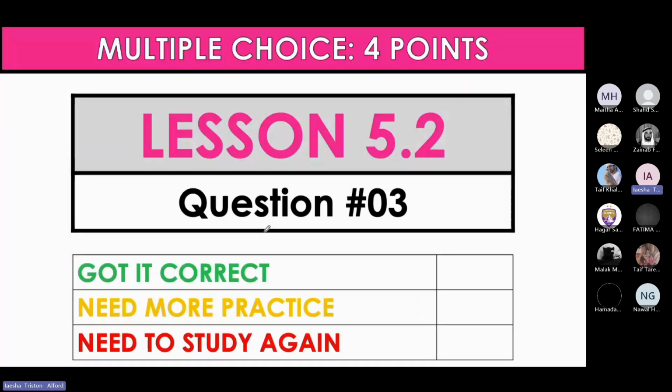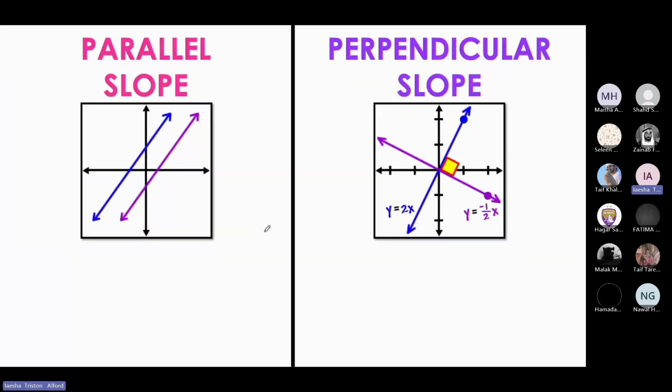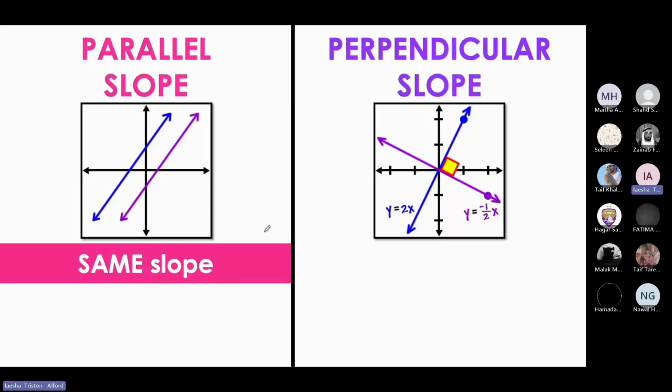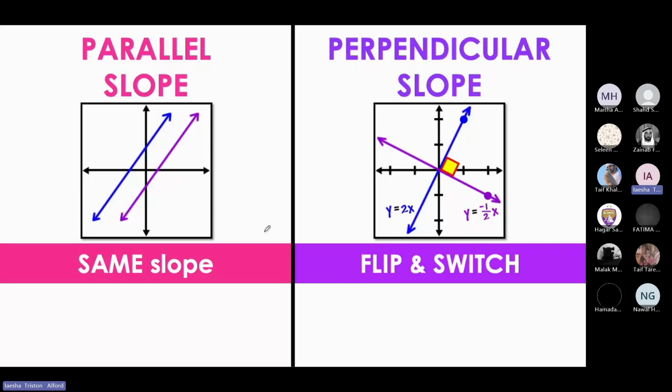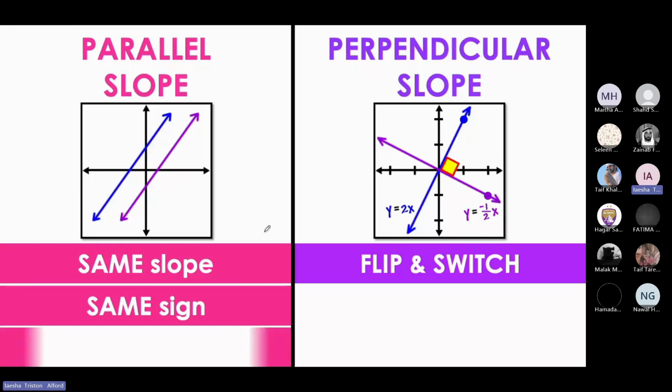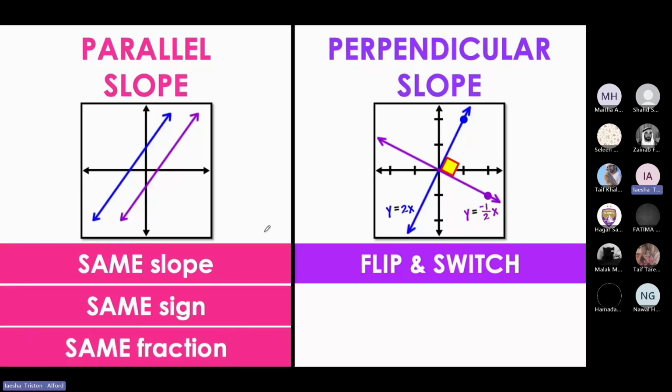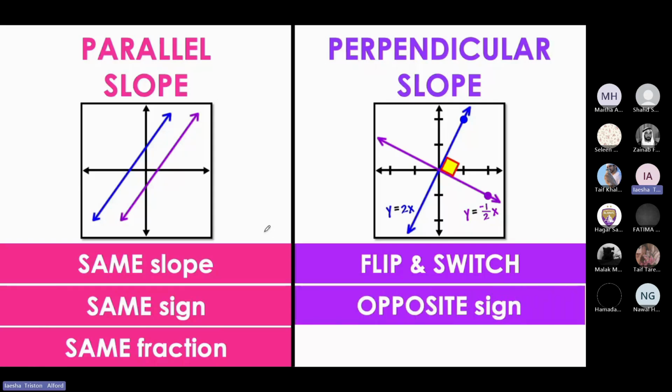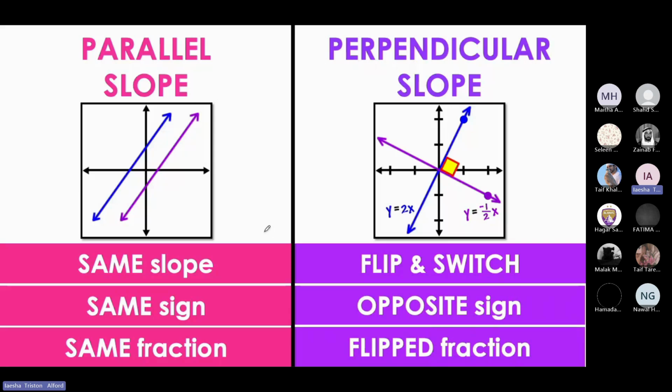Okay, up next, we have question number 3, also coming from lesson 5.2. Question number 3 is about parallel slope and perpendicular slope. Parallel slope should be the same slope. Perpendicular is your flip and switch. For parallel, remember, you should have the same sign and the same fraction or number. For perpendicular, it should be opposite sign, and it should be a flipped fraction.